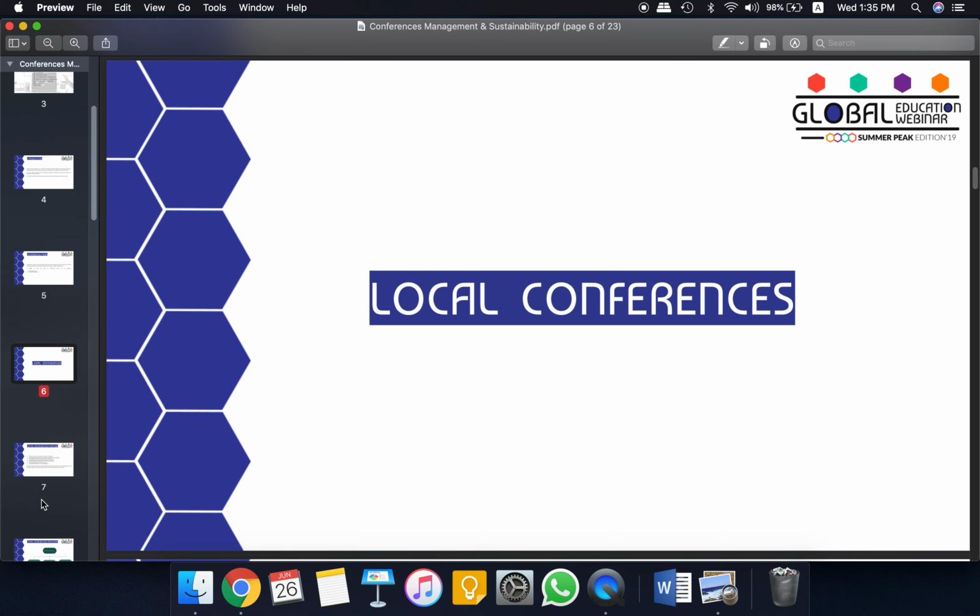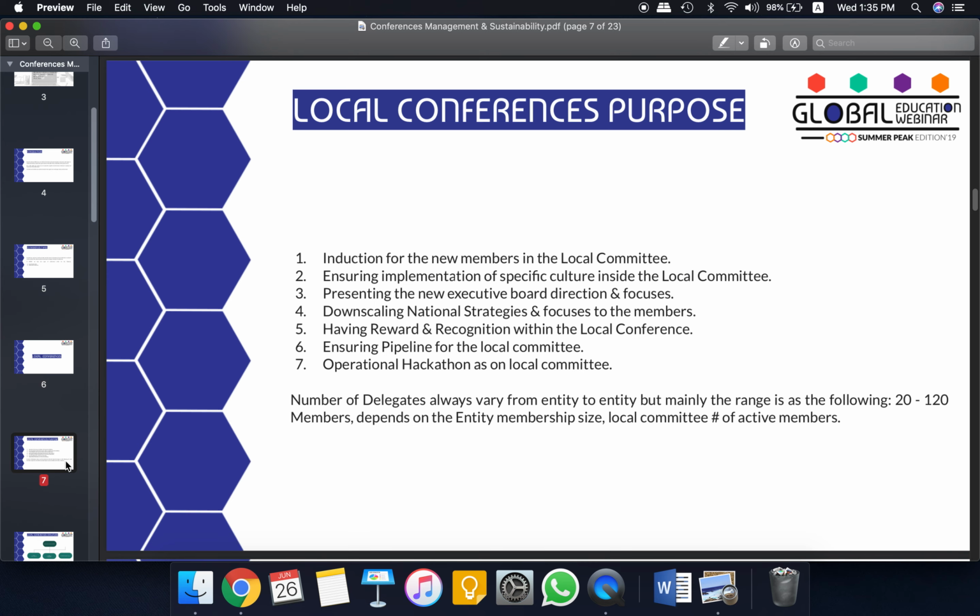Regarding the local conferences, their purposes are different from one entity to another, from one LC to a different LC. But the purpose of local conferences is mainly one of these 7 points. The first one is induction for the new members in the local committee. When each LC recruits new members, this conference is mainly a boot camp for induction.